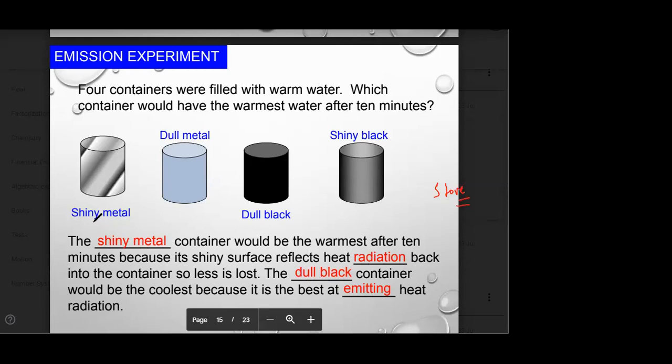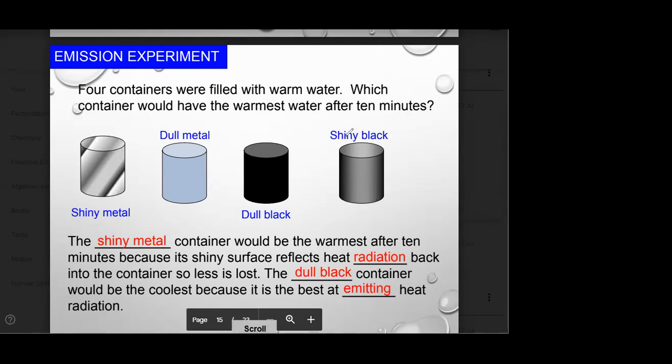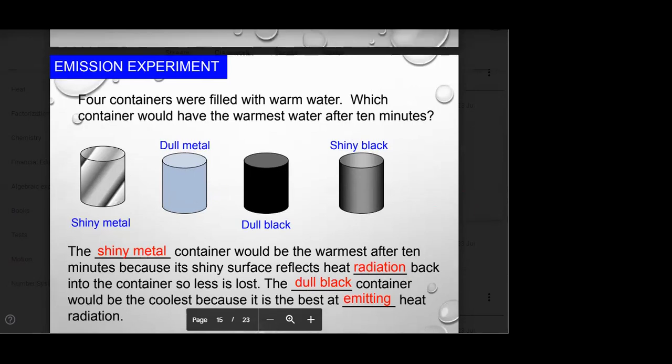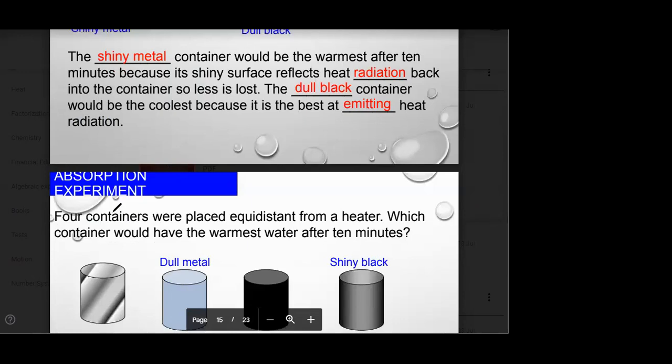Tell me. Sir, can you repeat your question, sir? Sir, dull black. Everyone? Sir, dull black. Dull black, okay. Anyone else? Sir, shiny metal. Shiny metal, okay. Let us see. Can you just repeat your question, sir, please? My question is this.